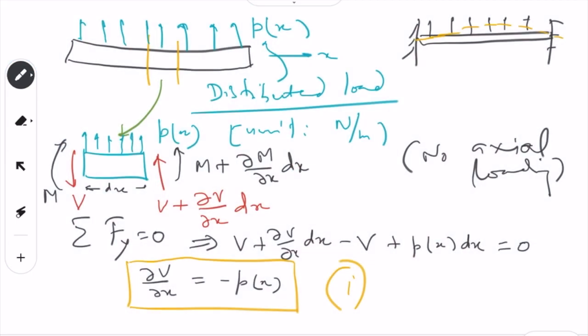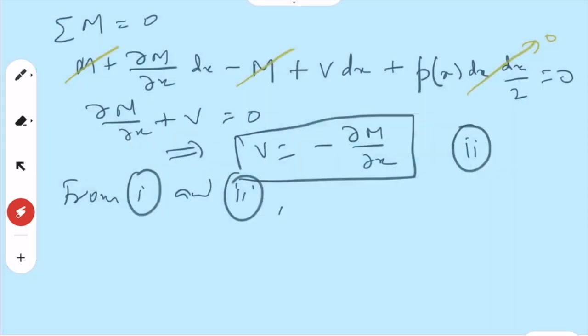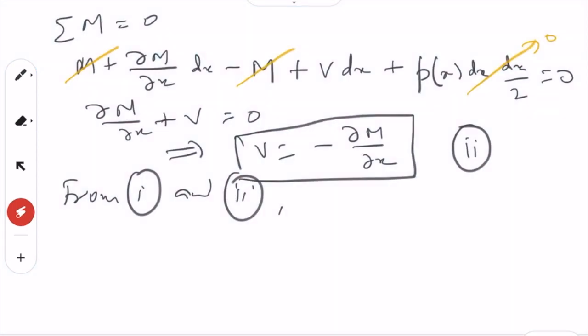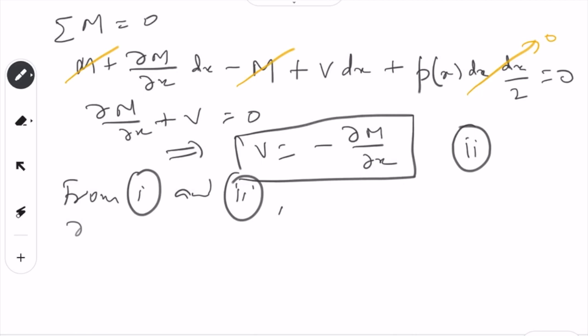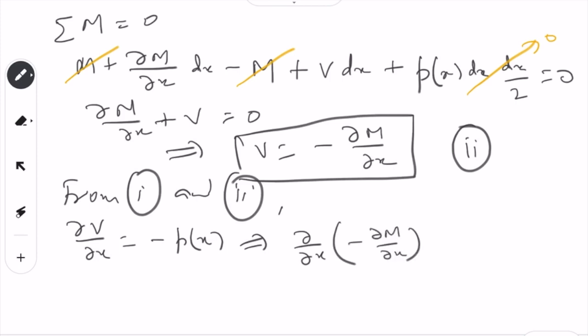So, take this dv over dx over this, and v is minus dm over dx. So, we are combining together. So, we will take the first equation. So, del b over del x equal to minus px, and from v we put here, and then we get del over del x of minus del m over del x, equal to minus px.